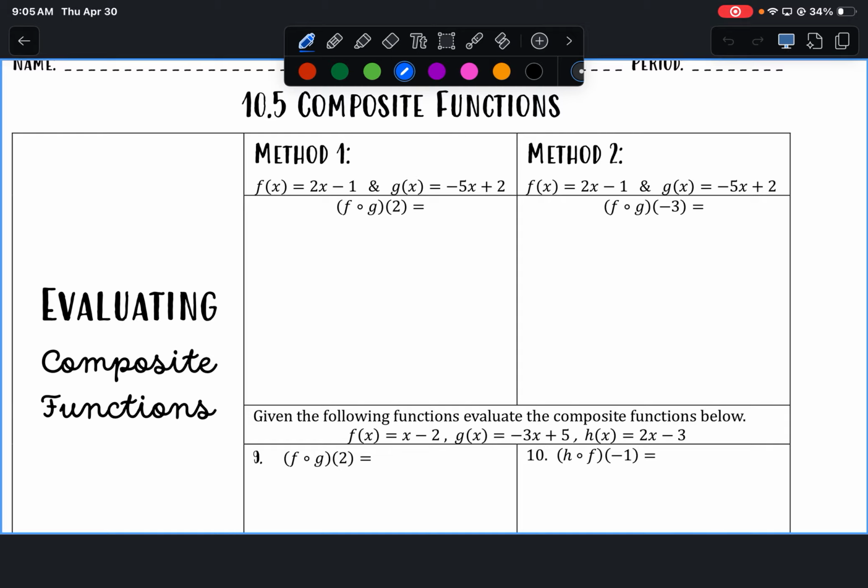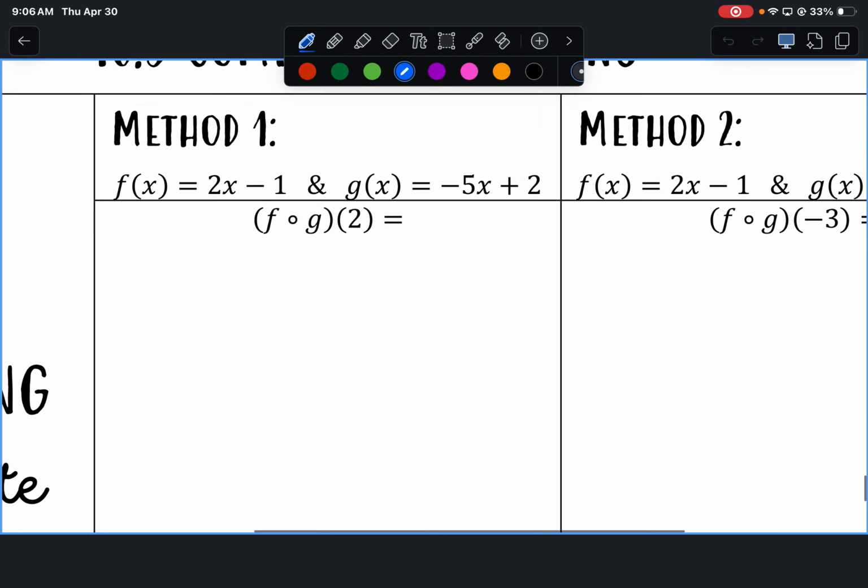All right, so our last piece of evaluating composite functions is where we have to plug in numbers into composite functions. We have a couple different strategies we can use to do these. So I'm going to show you two methods. You can pick which method you want to do, and I'll talk about the pros and cons of each method as we go. Okay, so method one.